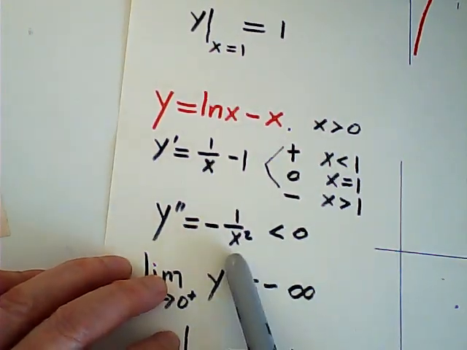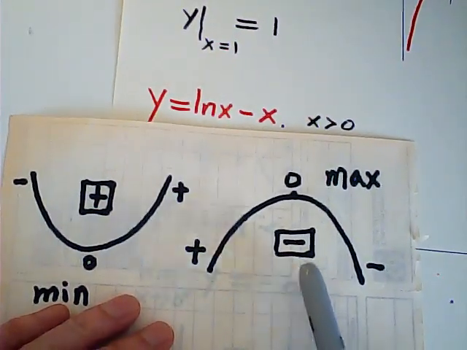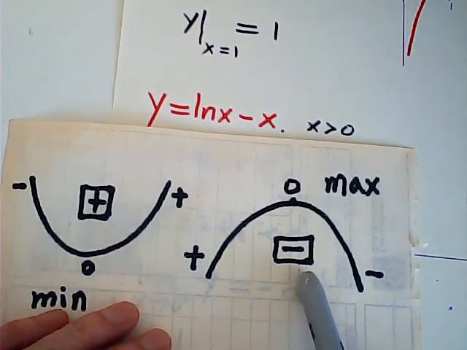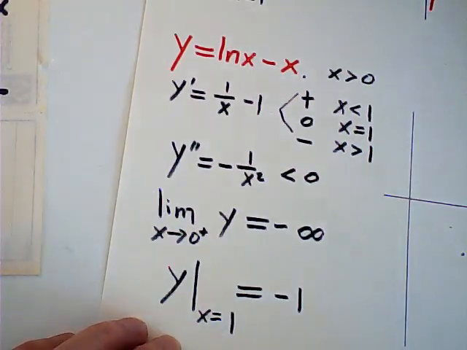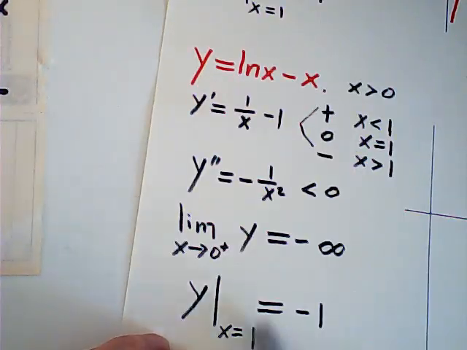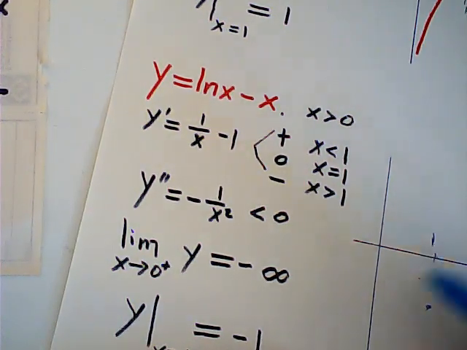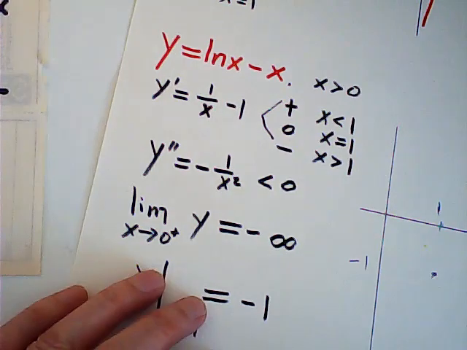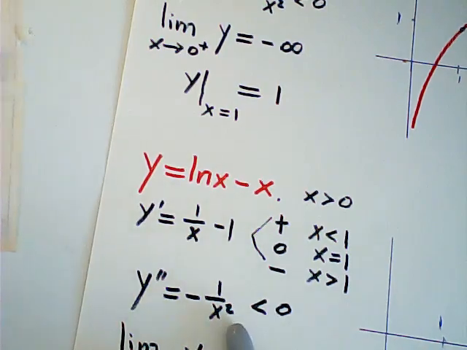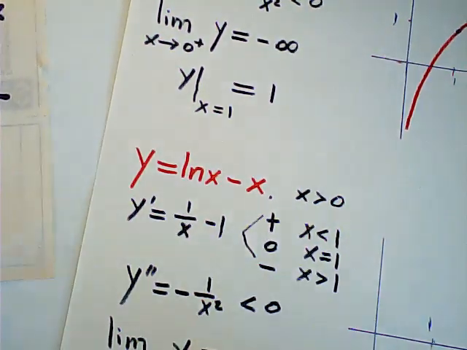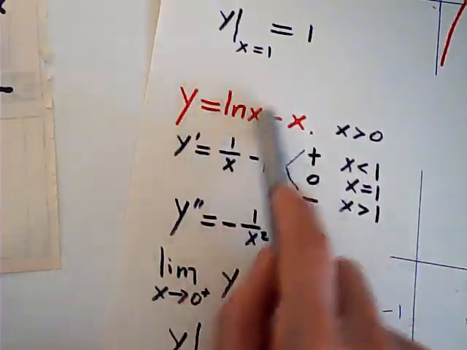And the second derivative is always negative. That means the shape looks like this. Now when x equals 1, y equals negative 1. So this is the point the curve passes through. And at 0, the second derivative is negative, so it is a maximum. When x approaches 0, y goes to negative infinity because of the log function.